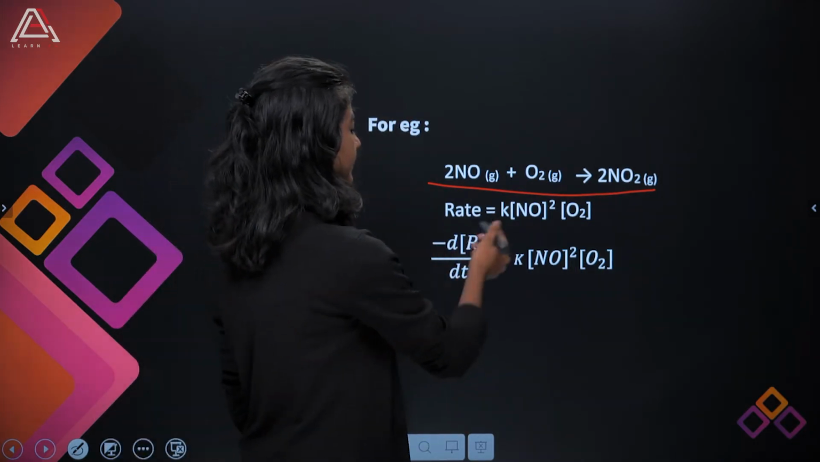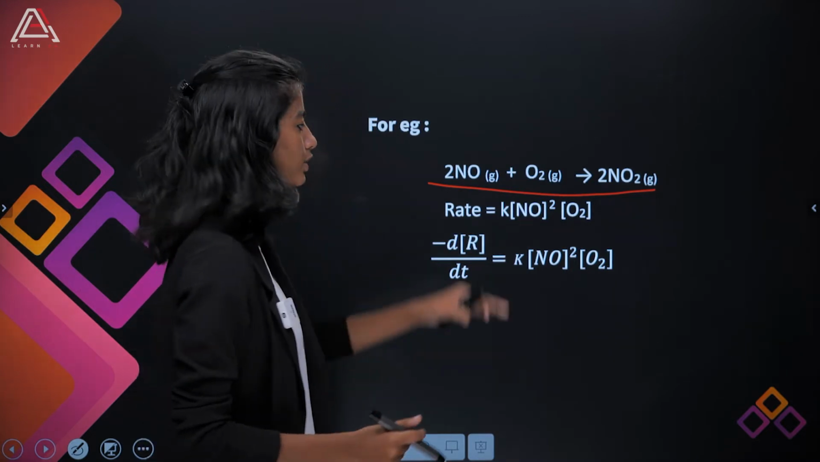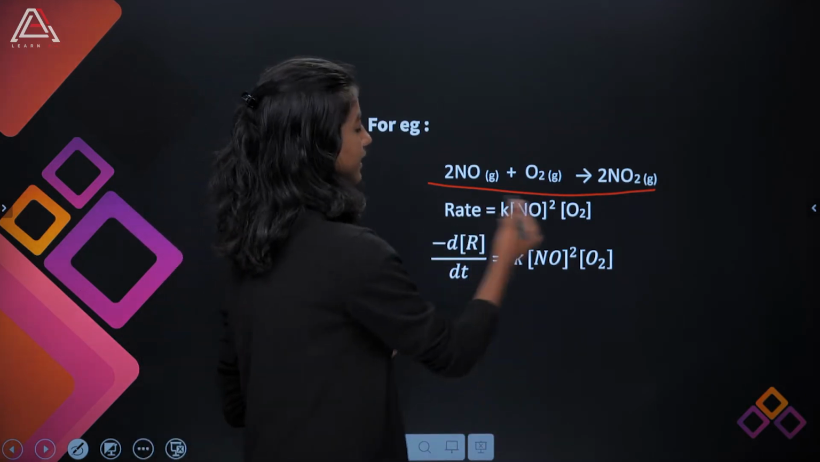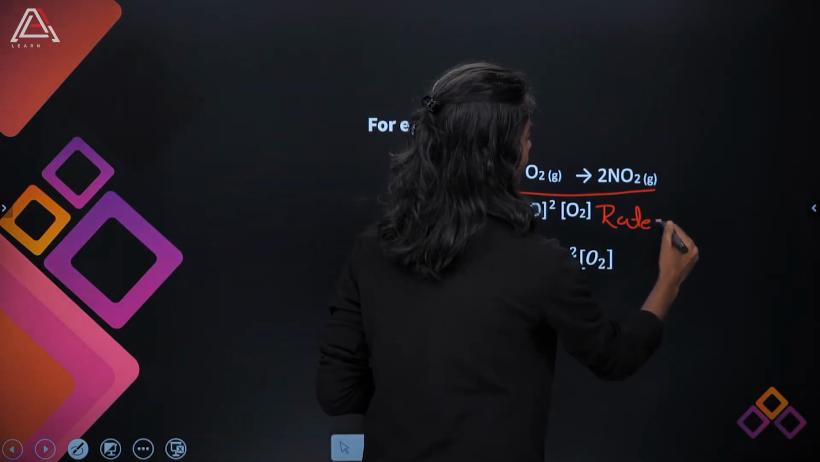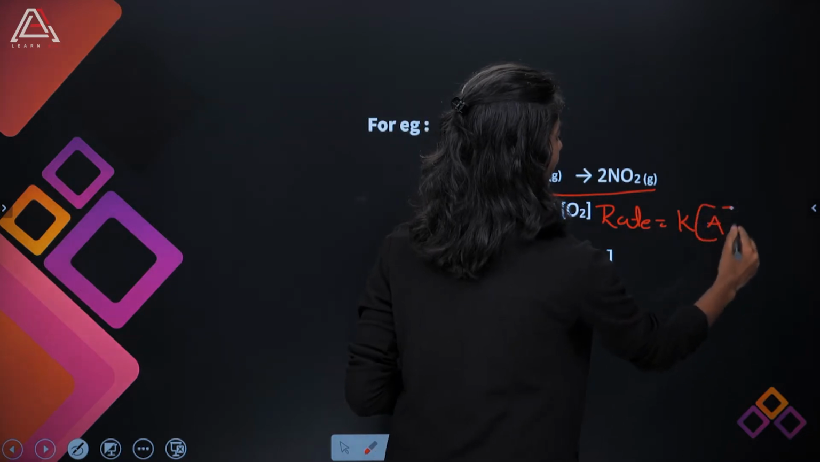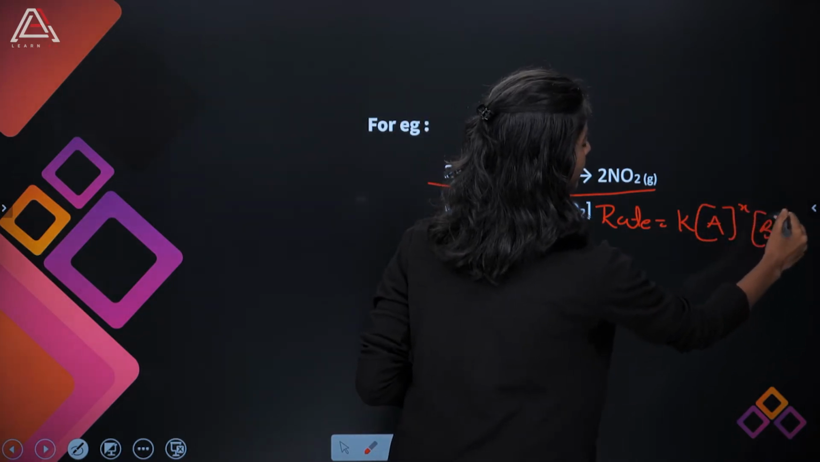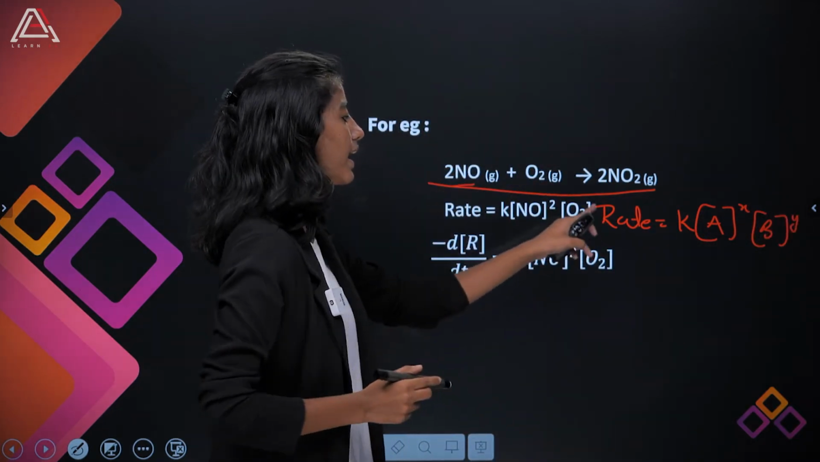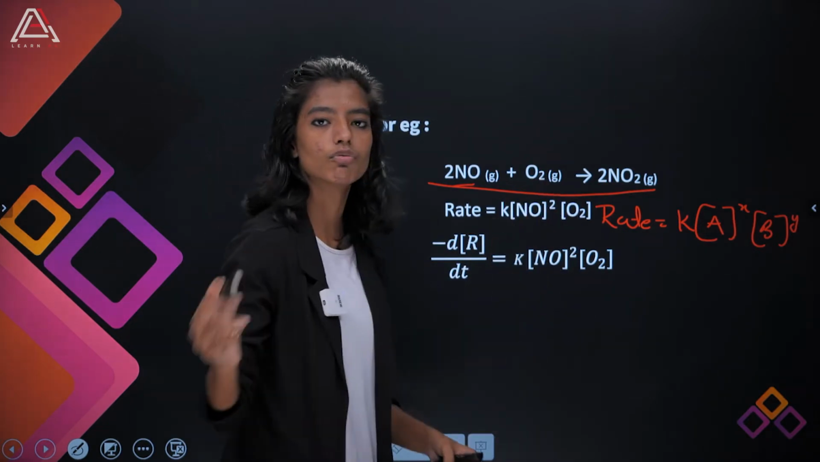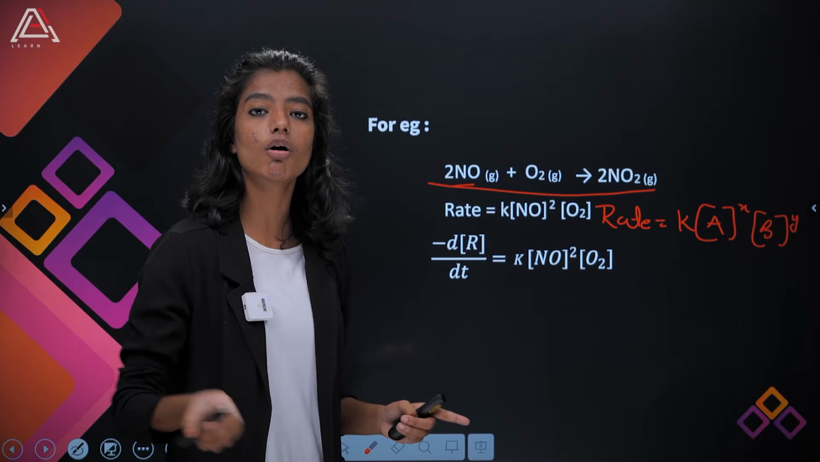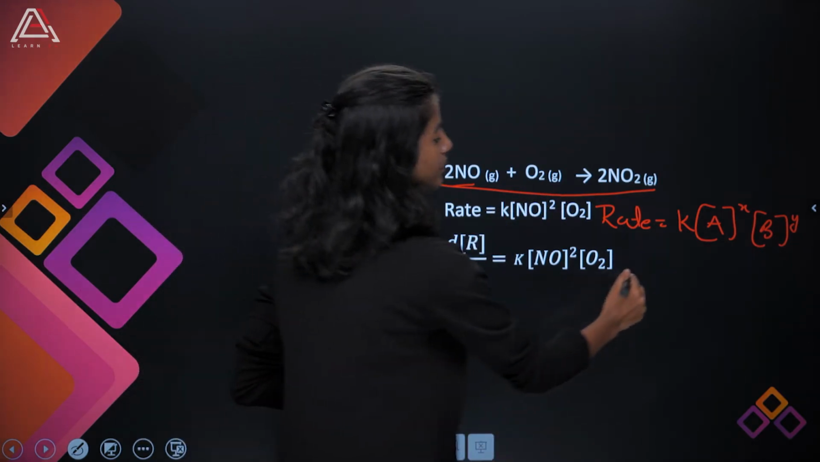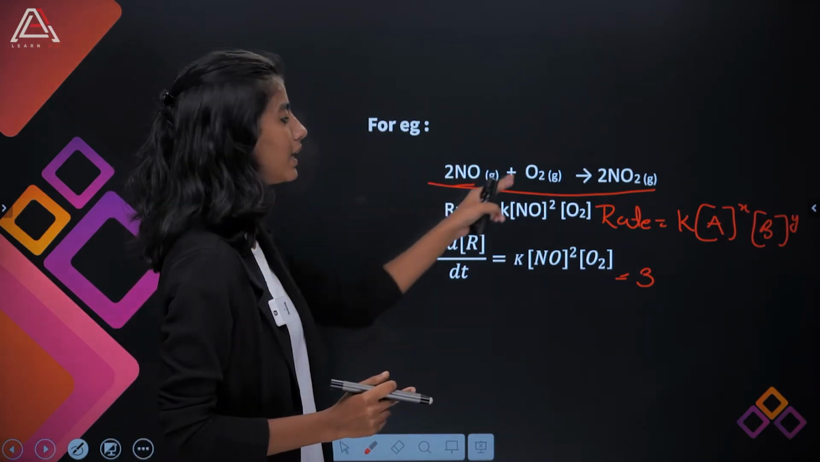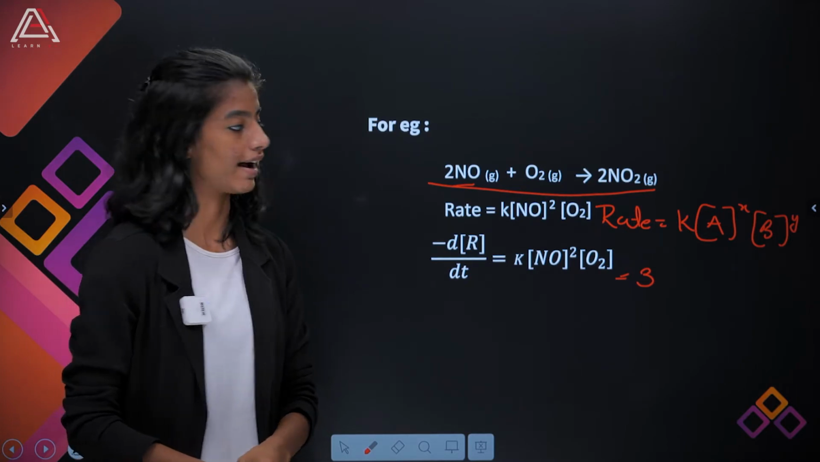I can give the rate is equal to K into concentration of NO power 2 into concentration of O2, right? The rate equation was rate is equal to K into concentration of A power X into concentration of B power Y. So A here is NO and X is 2, and B is O2 and Y will be 1. So X plus Y will give you the order of the reaction. So 2 plus 1 is 3. So it is a third order reaction. And the molecularity here is 2 plus 1. It is a trimolecular reaction.